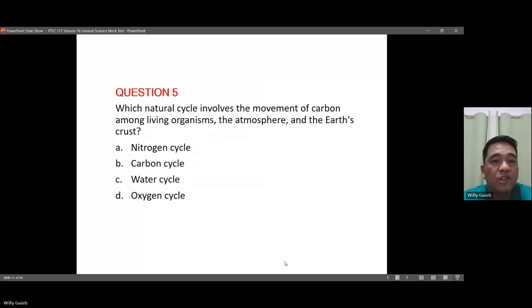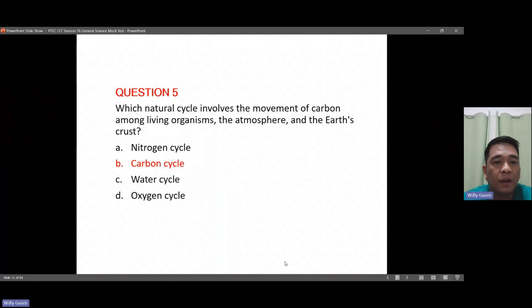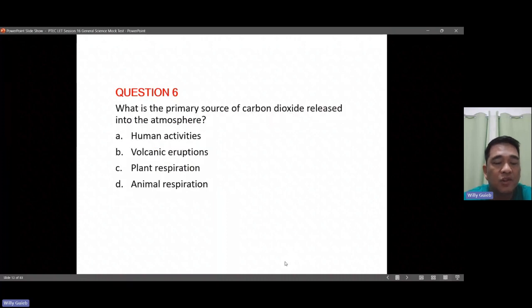Question 5. Which natural cycle involves the movement of carbon among living organisms, the atmosphere, and the Earth's crust? Obviously, for number 5, carbon movement, correct answer is letter B. It's the carbon cycle.